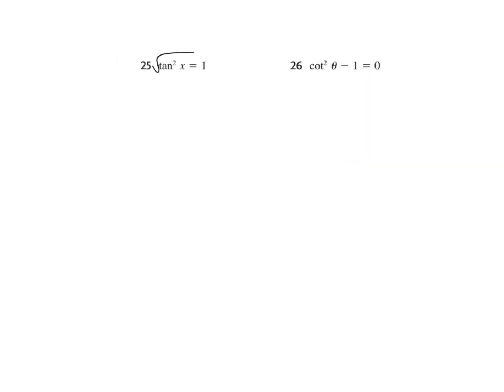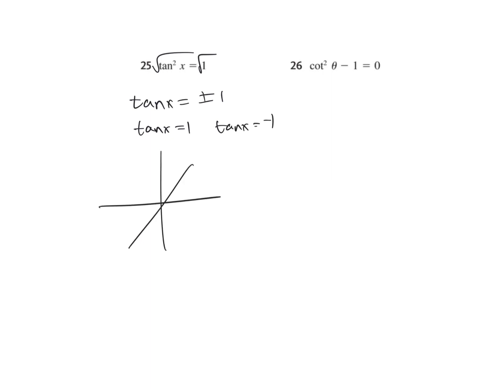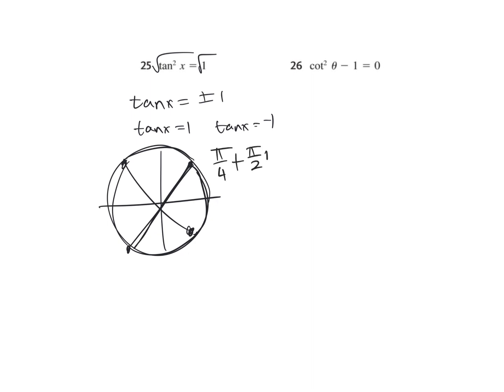25, take the square root, and we get the tangent of x equals plus or minus 1. So where's the tangent of x 1, and where's the tangent of x negative 1? Well, those are in those positions on the unit circle, okay? So those are all your pi over 4s, and they are 90 degrees apart, if you think about it. So really, if we just did pi over 4 plus pi over 2 n, we would get all of those answers.